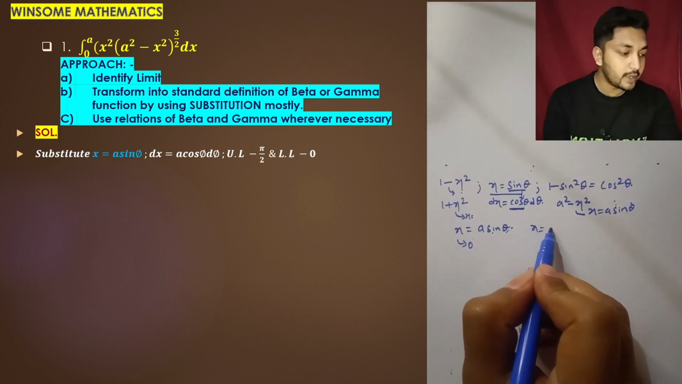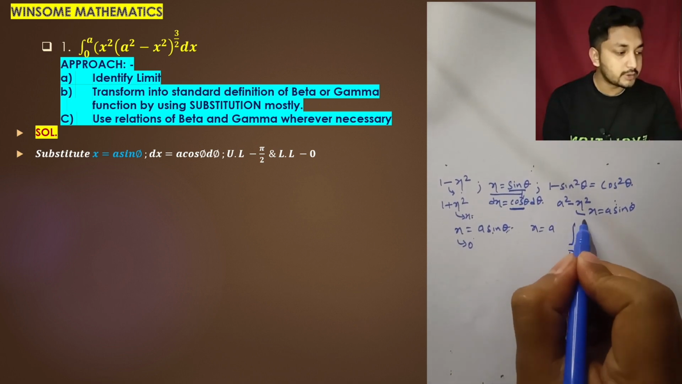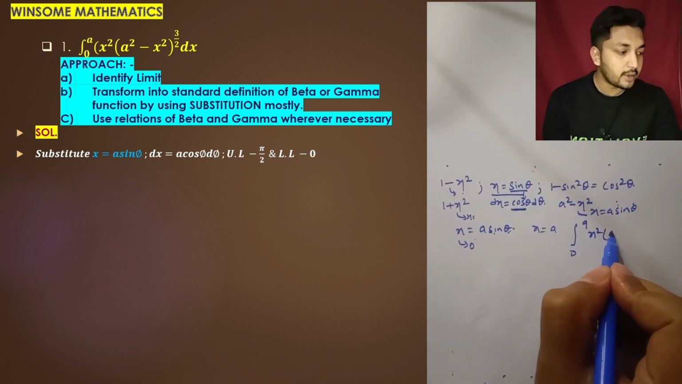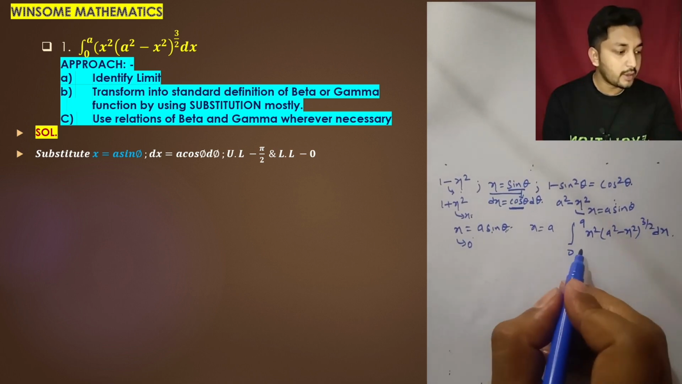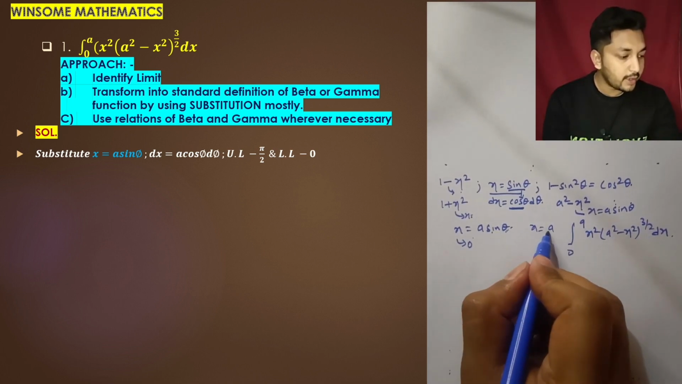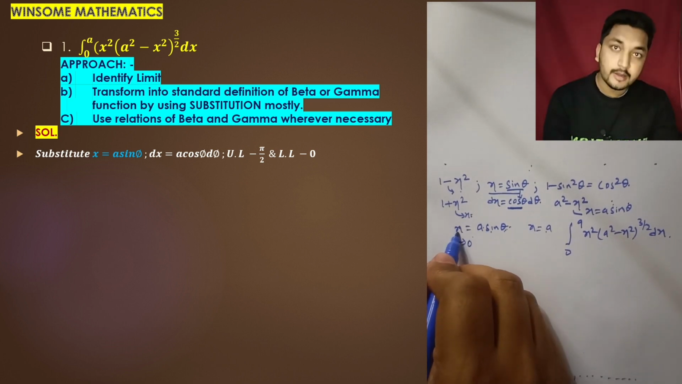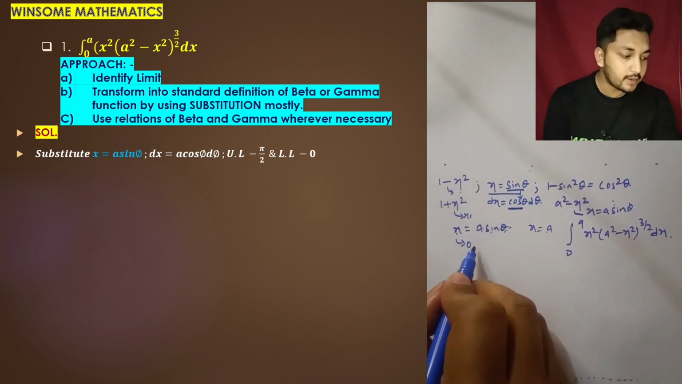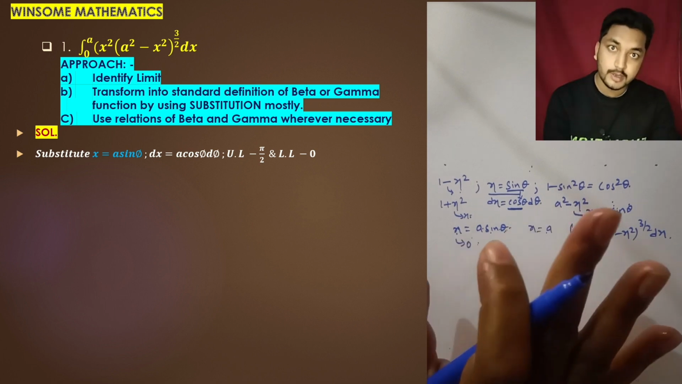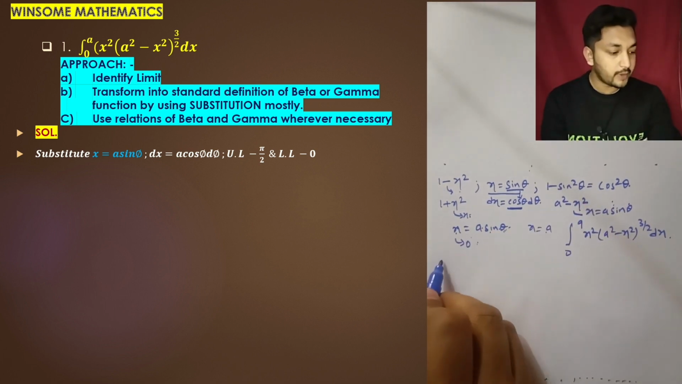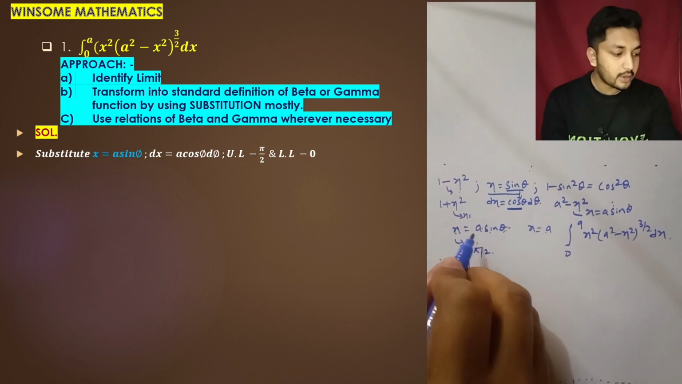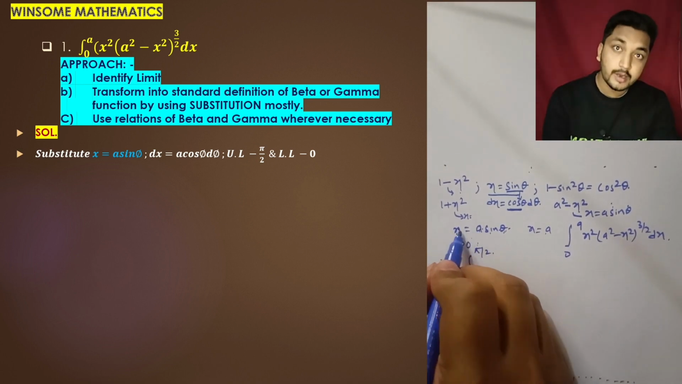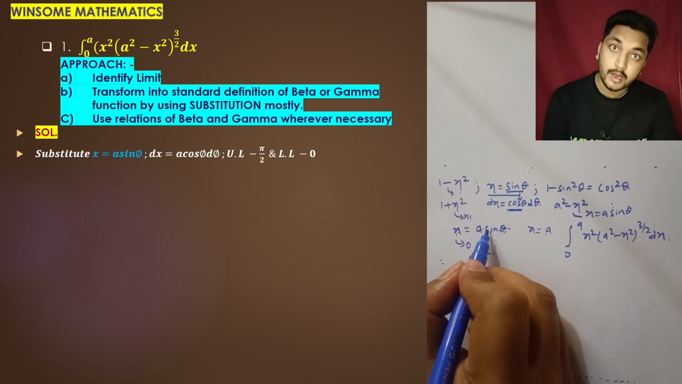And when x is equal to a, why is this so? Because the question is 0 to a, x squared over (a square minus x squared) to the power 3 by 2 dx. Okay. So when x is equal to a, a and a are cancelled. Okay, clear? So sin theta is equal to 1, so theta is pi by 2. This is clear to you. So we can easily write this integration as 0 to pi by 2, when sin theta is 1 at angle pi by 2.